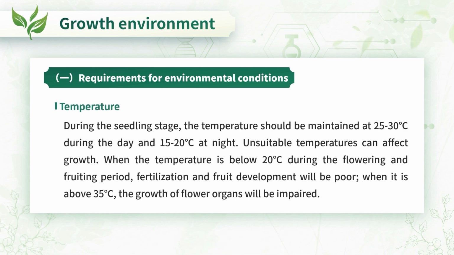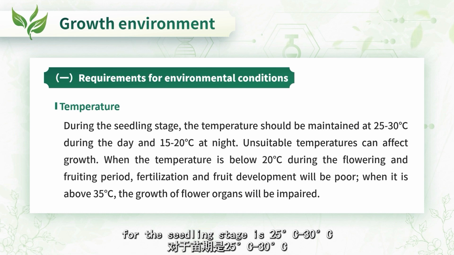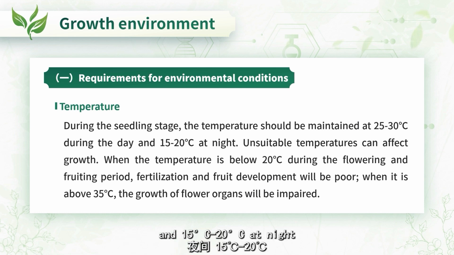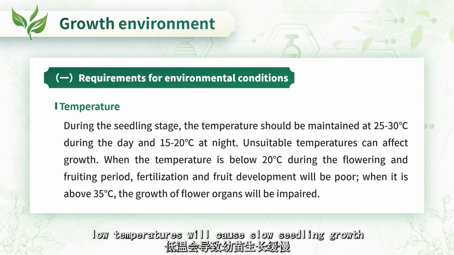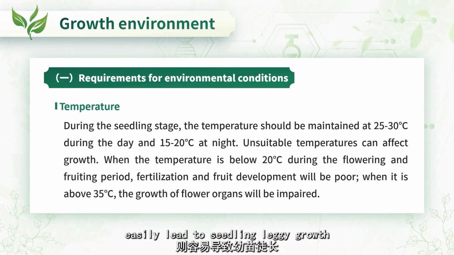Seedling stage. The optimal development temperature for the seedling stage is 25 C to 30 C during the day and 15 C to 20 C at night. At this stage, low temperatures will cause slow seedling growth and even frost damage. High temperatures will easily lead to seedling leggy growth and affect the robust growth of the plant.